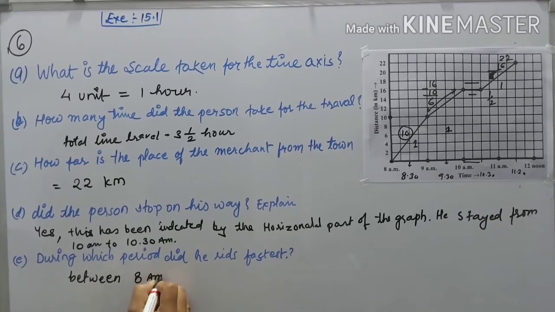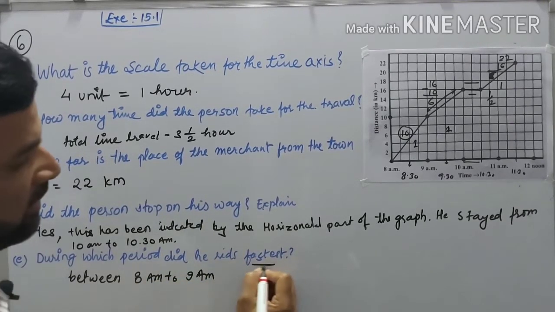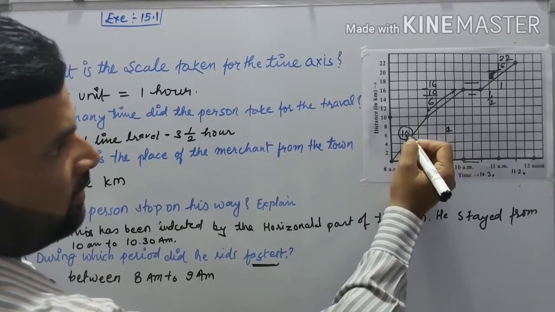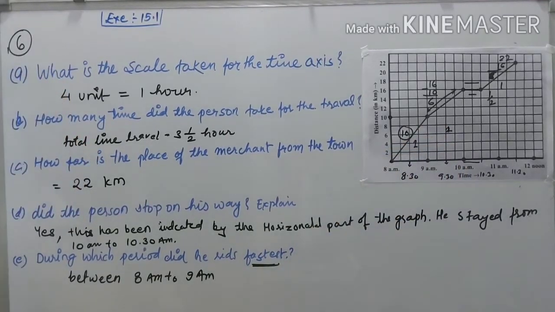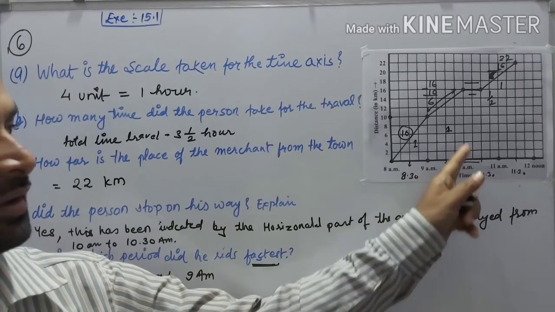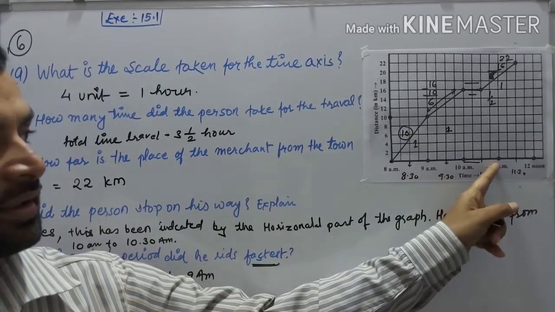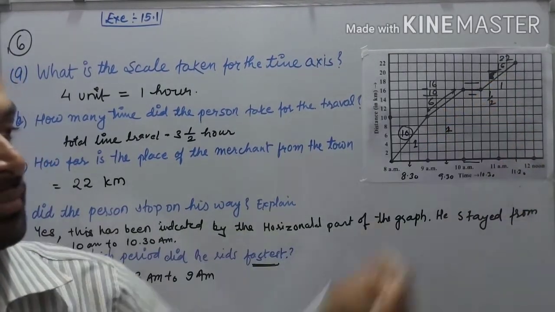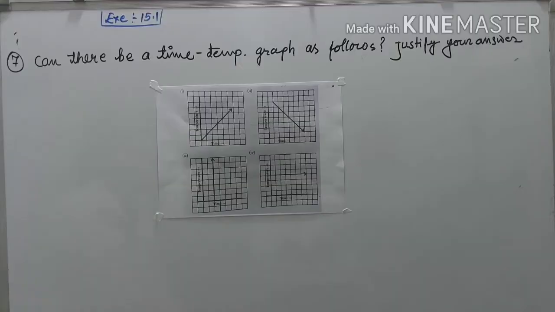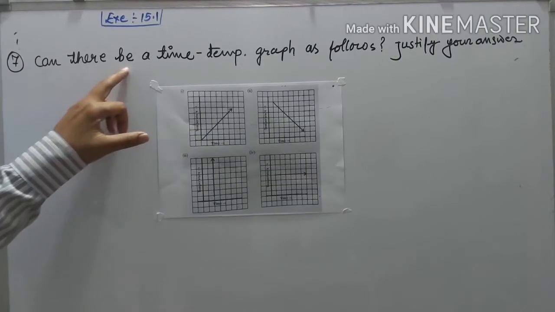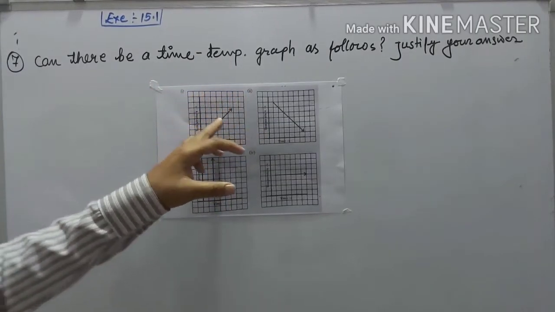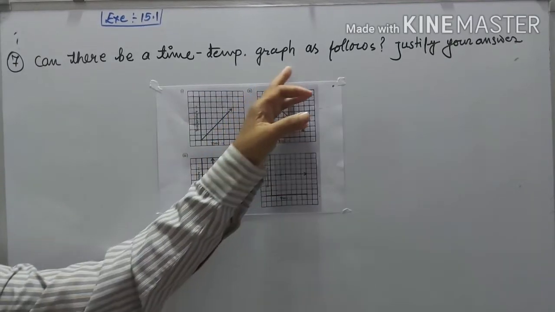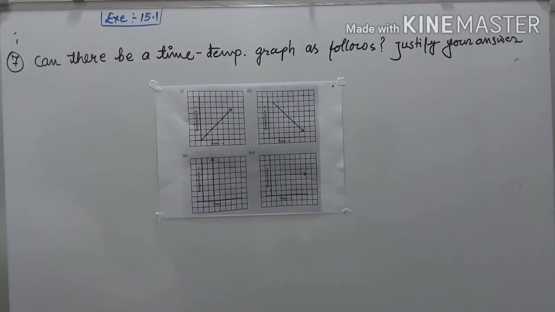between 8 a.m. to 9 a.m. is the fastest ride, because the distance covered is 10 kilometer, and from 9 to 10 it is only 6 kilometer, and 11 to 12 covers only 6 kilometer. Can these be time-temperature graphs? These 4 graphs are time-temperature graphs, and the following justify your answer.